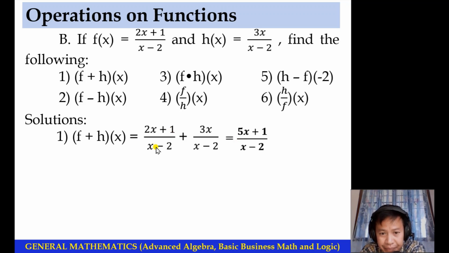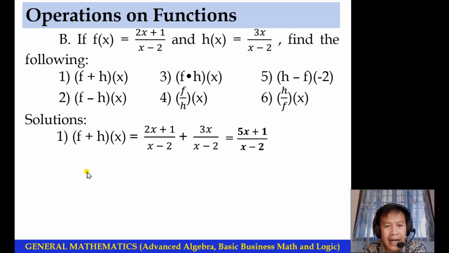Therefore, this is it. The common denominator is x minus 2, and just automatically proceed with the addition of the numerator. So 2x plus 3x is equal to 5x, and copy the constant term, which is 1, because we do not have the constant term here. Therefore, our sum is 5x plus 1 all over x minus 2.